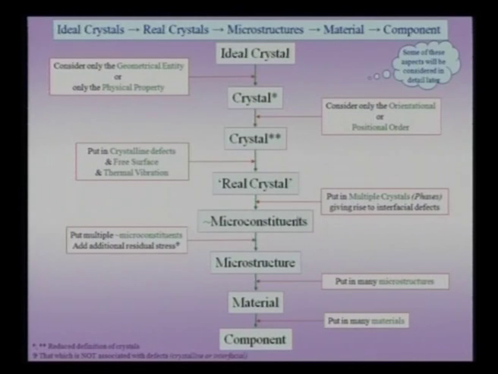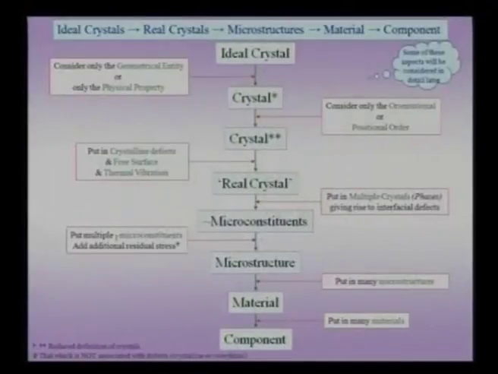Then I can put in multiple micro constituents, and additionally I can add residual stresses. Typically, as you will see later, residual stresses are unavoidable in material, and there are multiple sources of residual stresses which we will also see. So I can take in micro constituents and add residual stresses, and I can get something known as a microstructure. Now this is a new way of defining microstructure. This is not the classical definition found in many places, wherein a microstructure is defined as a structure seen at high magnification.